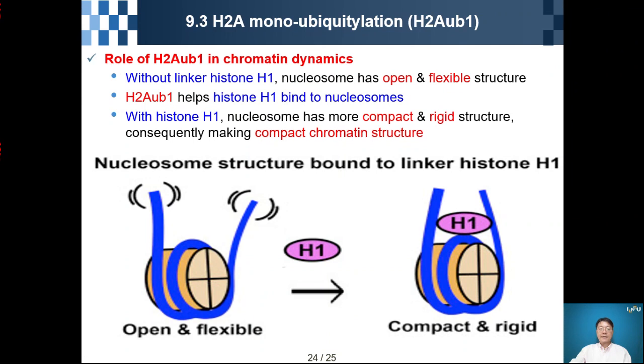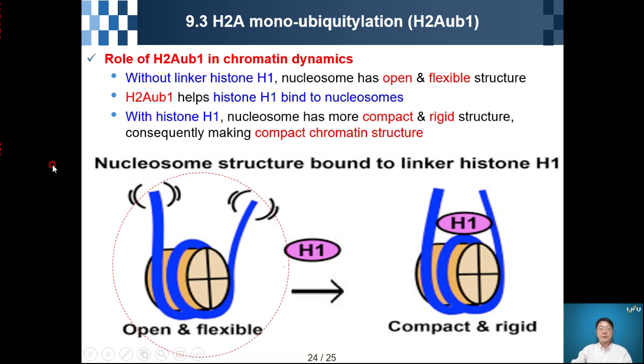So in this slide, I will explain the role of H2A UB1 in chromatin dynamics. So without linker histone H1, this is the linker histone H1. So without linker histone H1, this is the nucleosome. The nucleosome has an open and flexible structure like this. So it can be flexible like this.